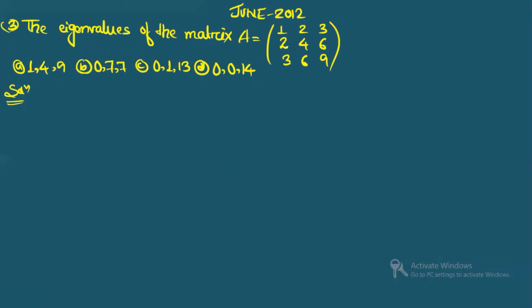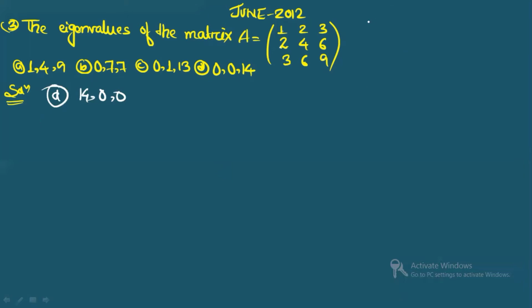The second row is twice: 2 ones are 2, 2 twos are 4, 2 threes are 6. And the third row is thrice: 3 ones are 3, 3 twos are 6, 3 threes are 9. Whenever any row or column is a scalar multiple of another, one eigenvalue of the matrix is its trace, and the other eigenvalues are 0. So two eigenvalues will be 0, and the trace is the sum of the principal diagonal elements, that is 9 plus 4 plus 1, which is 14. So the correct option is option D.